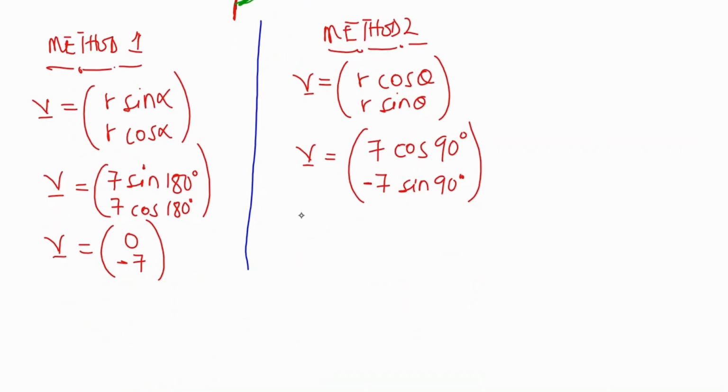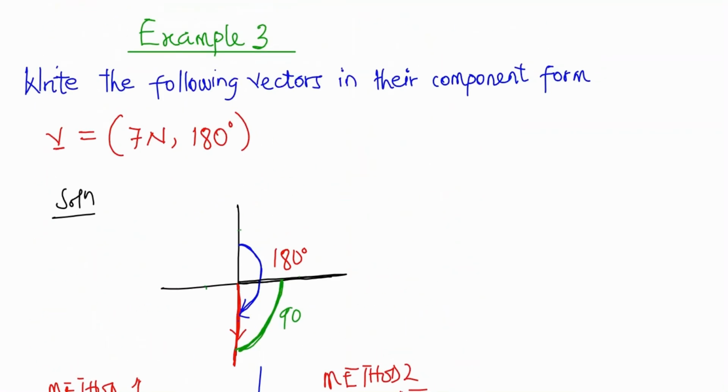So we proceed by saying that our vector v is now equal to, so 7 cos 90 gives us 0. But negative 7 sine 90 gives us negative 7, which is basically the same thing as method 1. So you can use any of the solutions in your question. So that is that. Now we move to the last set of example for today's video. Stay tuned as we move along.